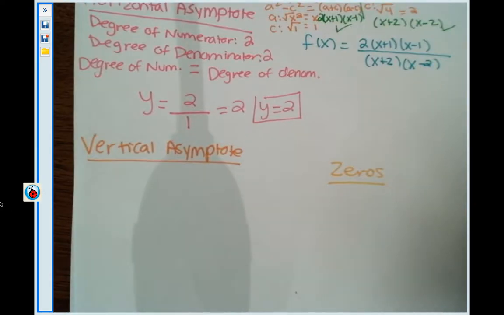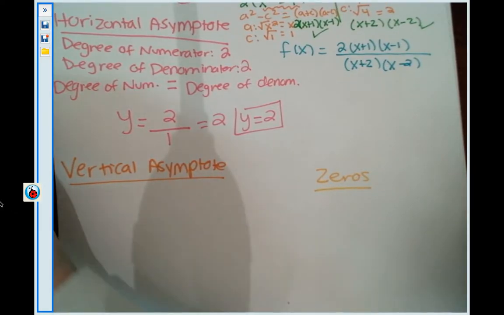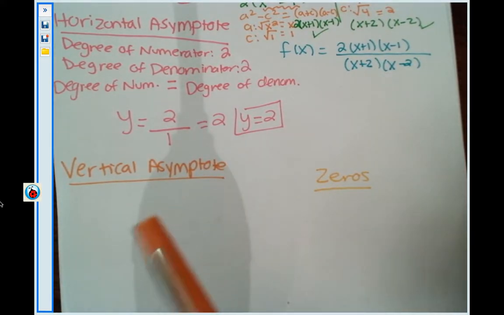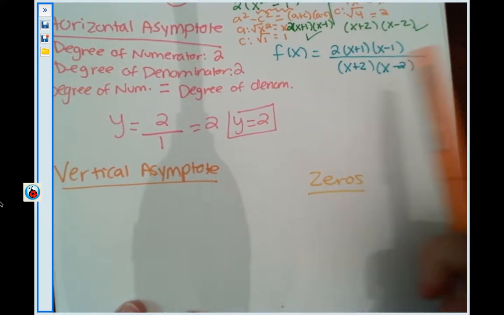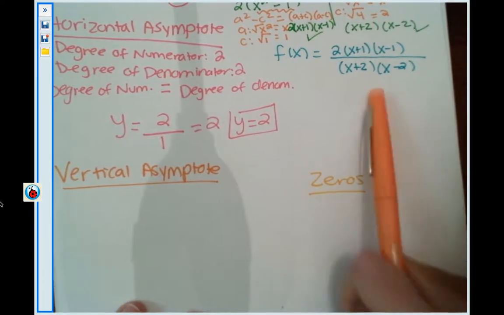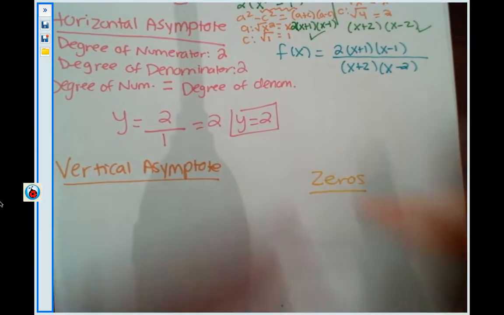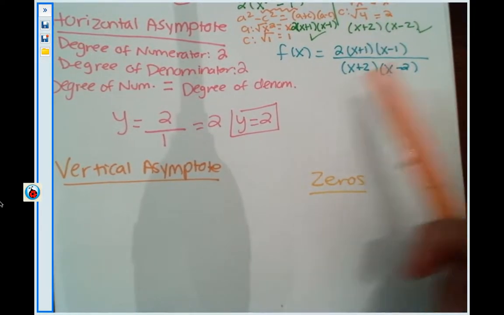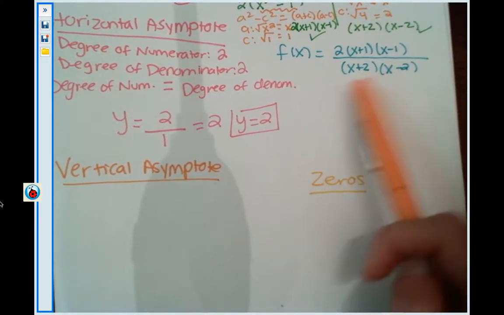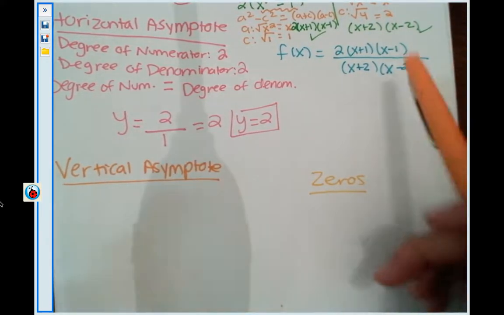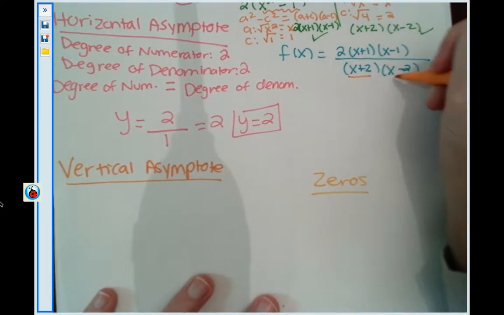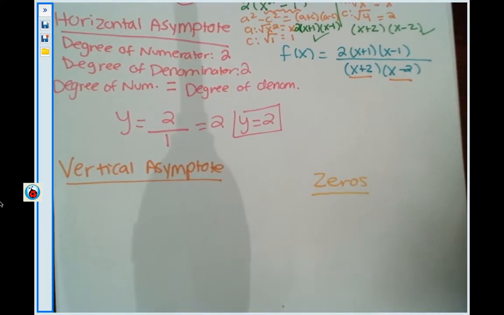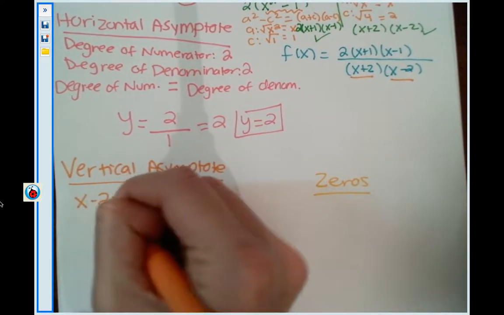Alright, let's start finding these vertical asymptotes and zeros, and then we'll be done. Okay, so for the vertical asymptotes, we set every single factor equal to 0, and then we're done. Which factors, you guys, have to contain an x in them. Those are the only things that could possibly go to 0. Okay, so I'm going to set this x plus 2 and this x minus 2 equal to 0, and then I'm going to solve.